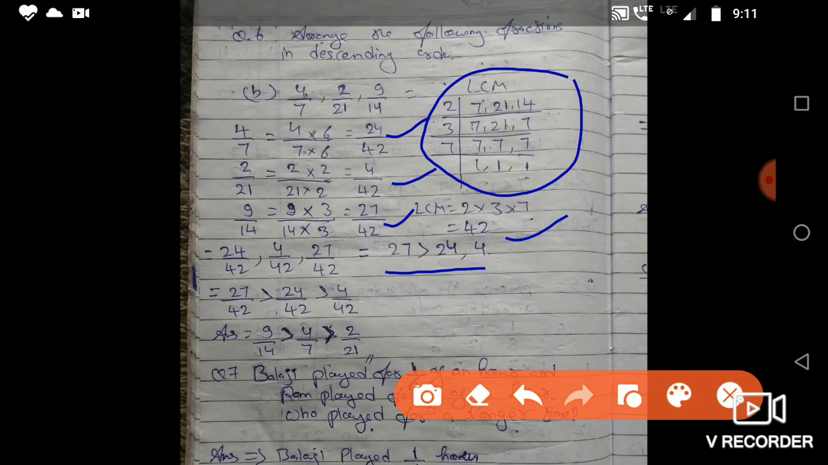Then write again 27 upon 42 greater than 24 upon 42 and greater than 4 upon 42. Next in the last line write all the old fractions of these new fractions. The old numbers of these fractions, that is 9 upon 14 greater than 4 upon 7 greater than 2 upon 21. So like this we find out the fractions in a different method.